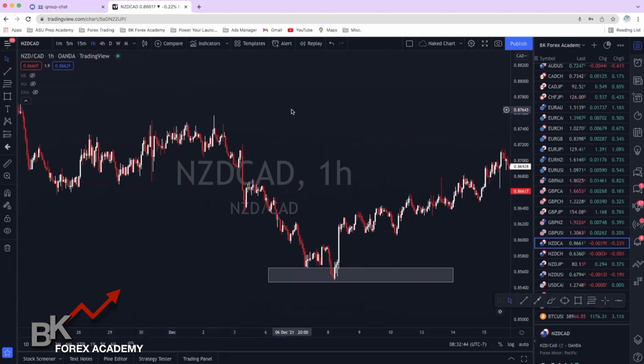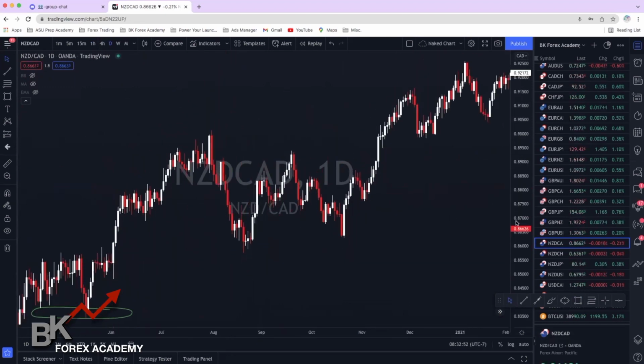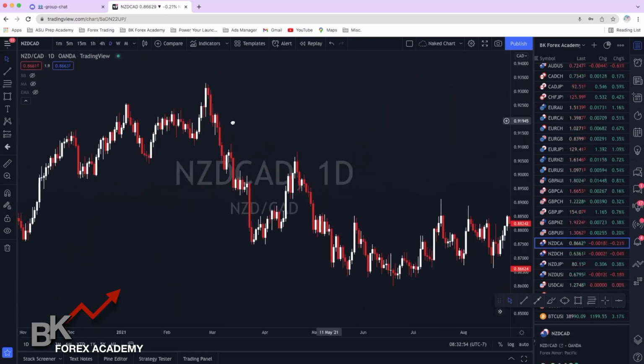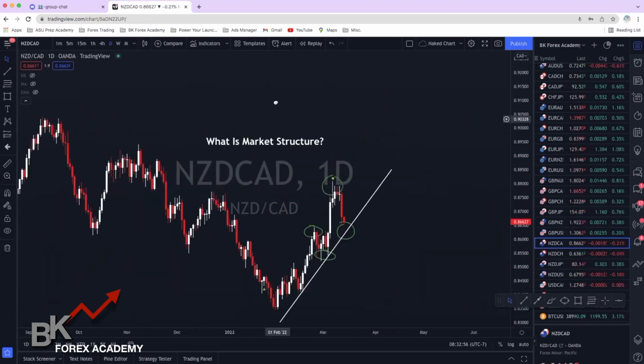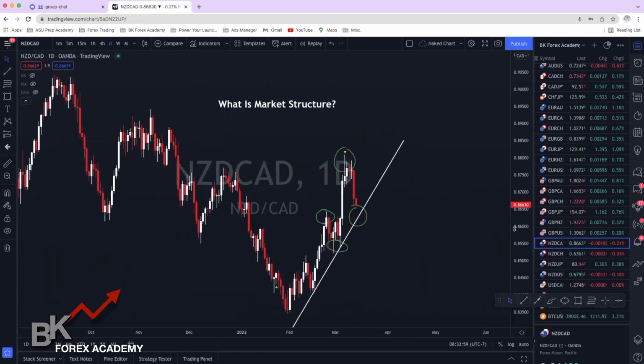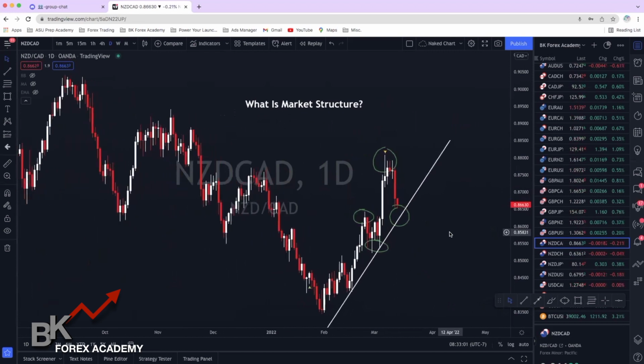Now, what you want to do is, after you identify your structure on the daily, you want to find your standalone levels, and then you want to make trading decisions on those levels from the lower time frame.